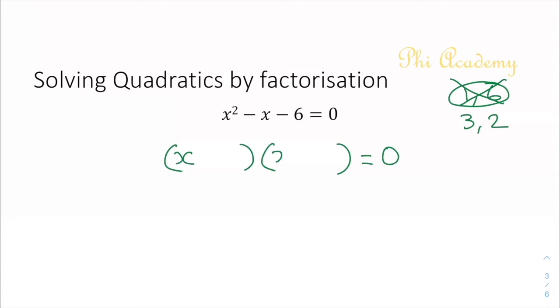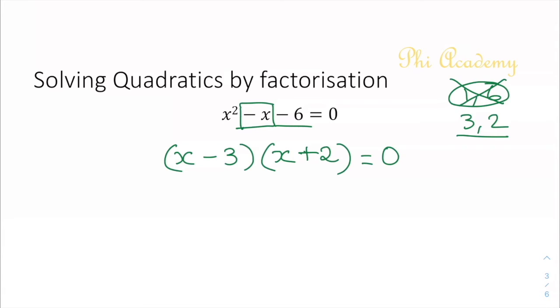Let me write the x's here. 3 times 2 is definitely 6. So one of these numbers has to be a negative number because that's when we can get a negative 6. Now which one is it going to be? We then look at the number before the x. We know that that is a negative number. So therefore the bigger number will be the negative. So it will be x minus 3 and x plus 2.